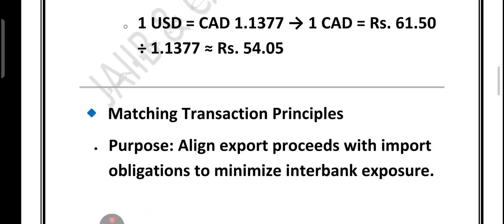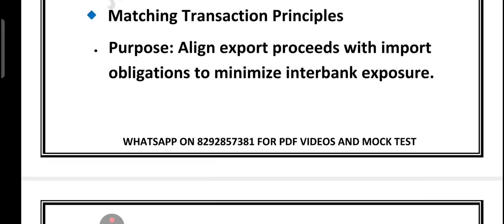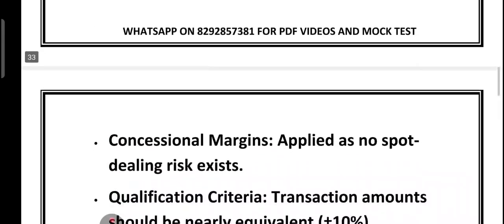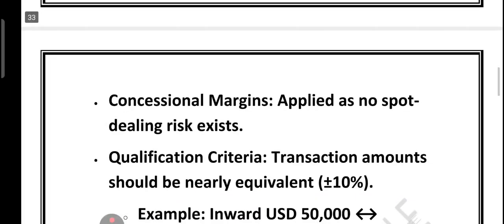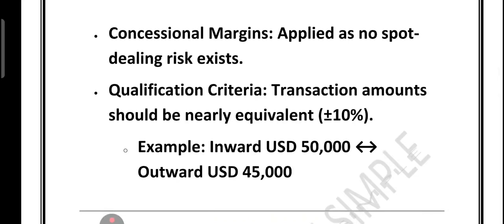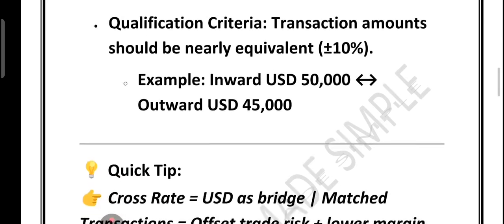So this is how cross rate works. Now let me give you an example of the matching transaction. You know it very well that this transaction is used to align export proceeds with import obligations to minimize the interbank exposure, right? So this is applied as no spot dealing risk exists. The qualification criteria is that the transaction amount should be nearly equivalent, that means plus minus 10%. Suppose I say inward $50,000, which is near about outward $45,000.